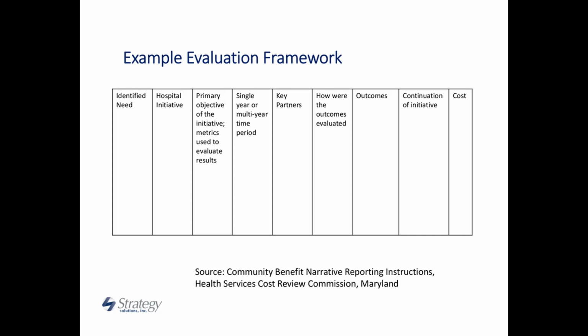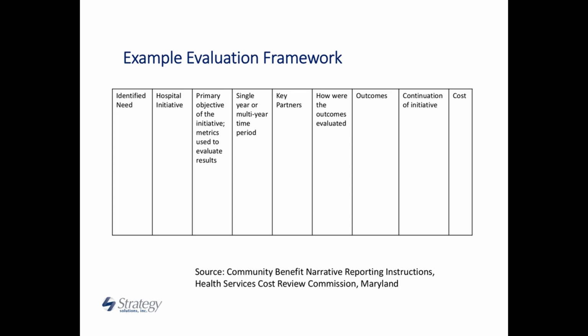But their framework for every implementation strategy, the hospitals have to report what the need was, what the initiative was, what the metrics were. Was it single year or multi-year? Was it collaborative? How were the outcomes evaluated? What were the outcomes? Is the initiative being continued or not? And what was the cost? So here the state of Maryland is forcing the hospitals and health systems to marry community benefit cost with outcomes reporting. So I like this framework because of that, even though it's a little cumbersome to put all that data together.